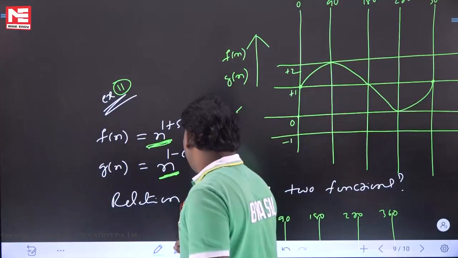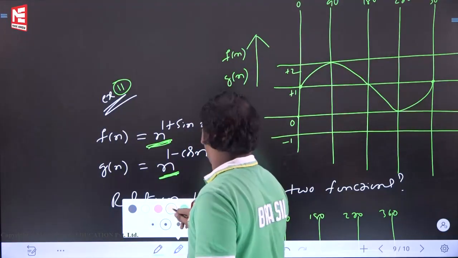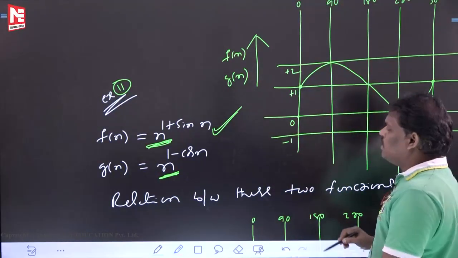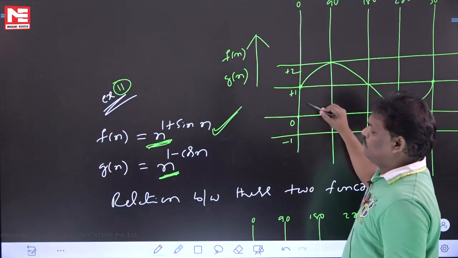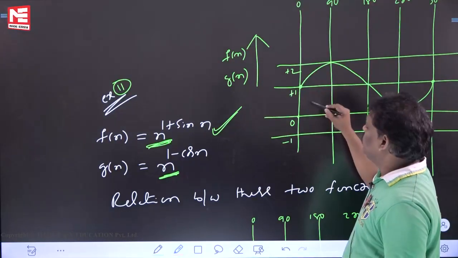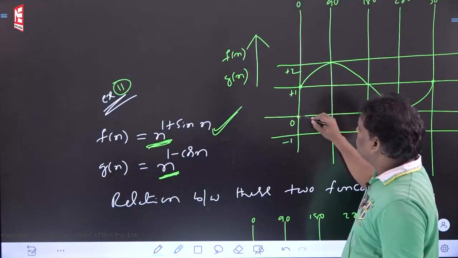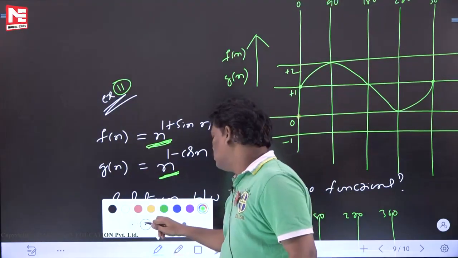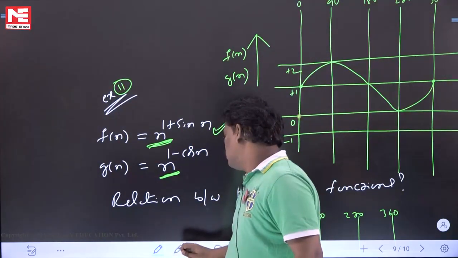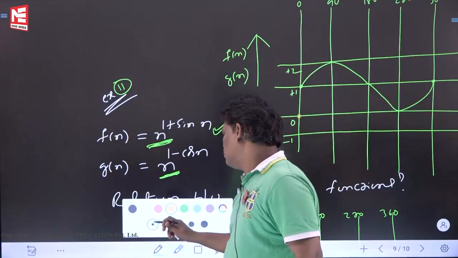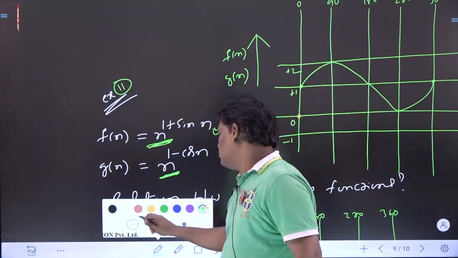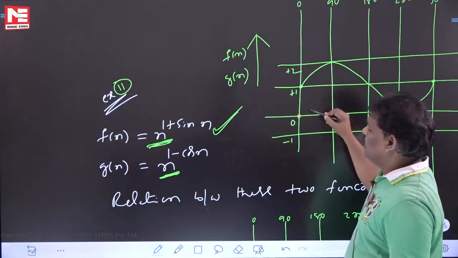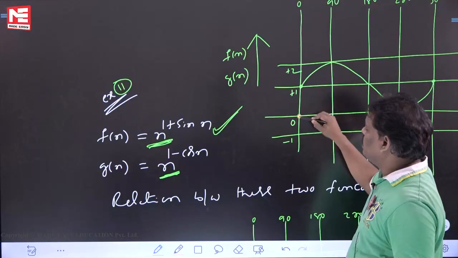Let's go for g of n. See the g of n. Start. Cos 0 is 1. 1 minus 1, 0. So I think it will go to 0 from here. Now you say this one. Cos 0 is 1. 1 minus 1, 0. Right? From here it started.